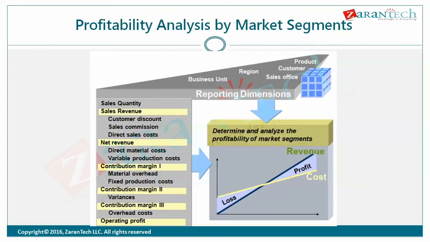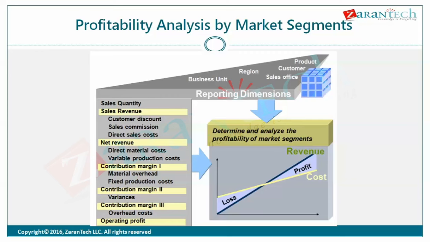So let's talk about profitability analysis by market segment, how it works. Let's understand the first left hand graph. The sales quantity, you have revenue, then discount, commission, net revenue, then contribution margin 1, contribution margin 2, contribution margin 3, and then operating profit. This is the simple calculation structure.